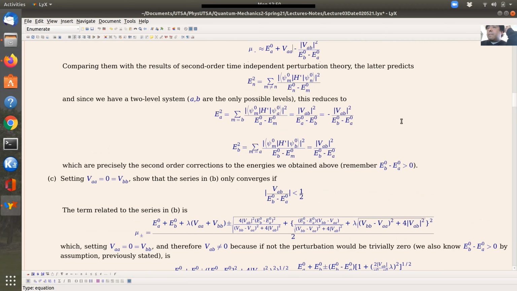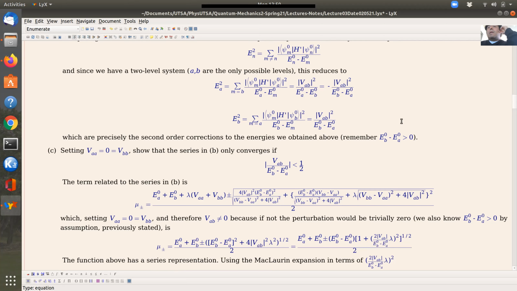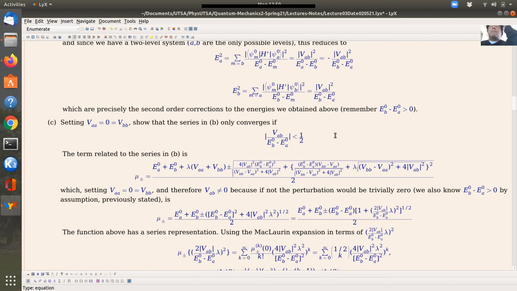Let me continue. I will explain more about this in one second. So we have to go back to the full exact formula for the eigenvalues of these two levels, which is over here where we have completed the square.